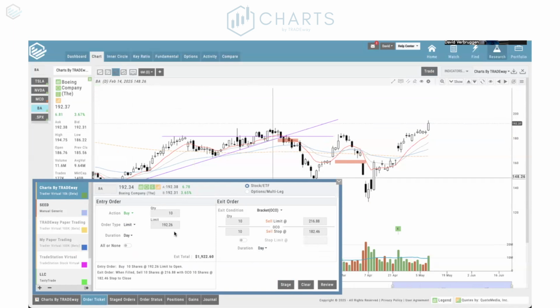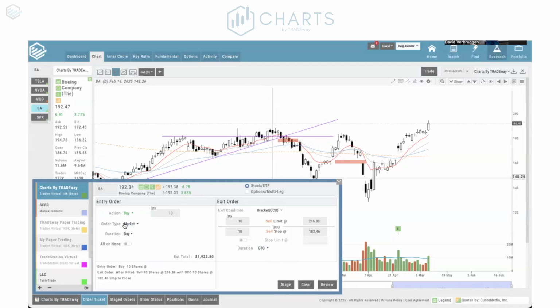Again, step 1, let's make sure we're in the correct account. Charts by TRADEway virtual account. Here we go. And let's change the duration to good till cancel. No, I'm sorry, we want to do that on the exit. You could do that, but I'm not going to do that now because I want to change the order type to market. On the exit, I want to change it to good till cancel. I got a little ahead of myself there, getting excited here.